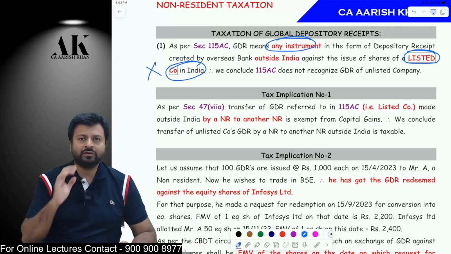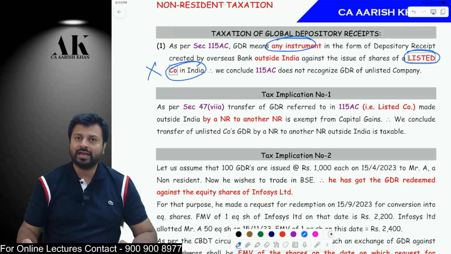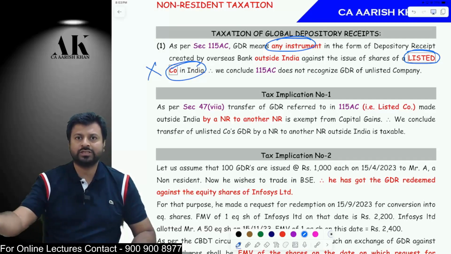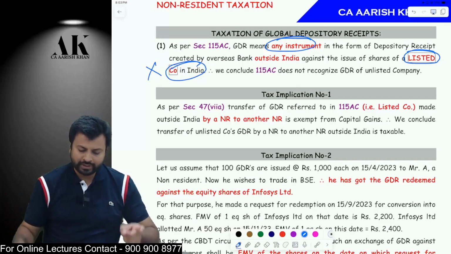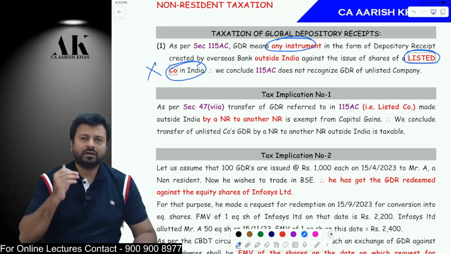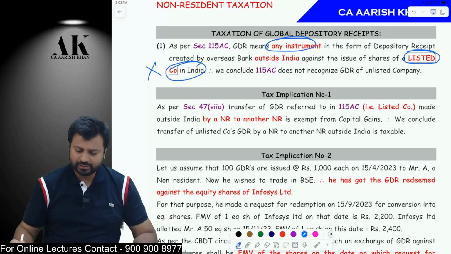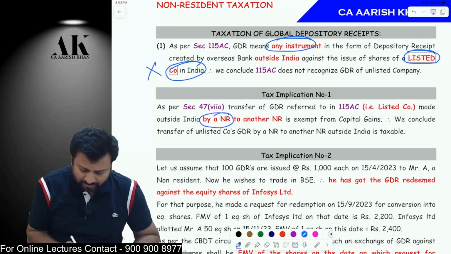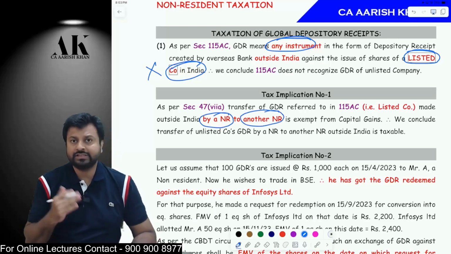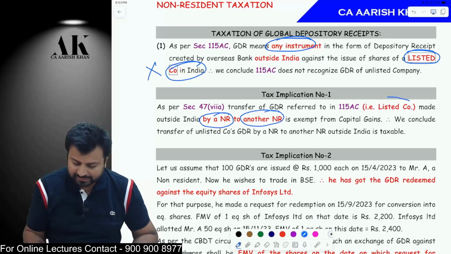Now, if Infosys wants to raise money outside India, then they have to raise the money through GDR. They have to appoint one local bank, a local depository in the UK, and that local depository will issue GDRs to the residents of UK. Okay. So now, suppose Infosys has given some kind of GDR to the residents in UK. Now, if that GDR is sold by one non-resident to another non-resident, which GDR? The GDR of Infosys. Infosys is a listed company.